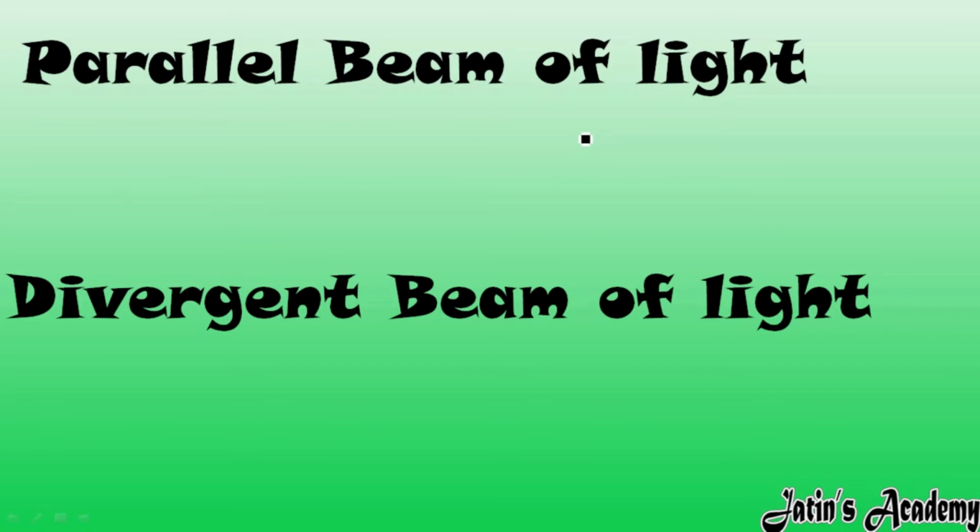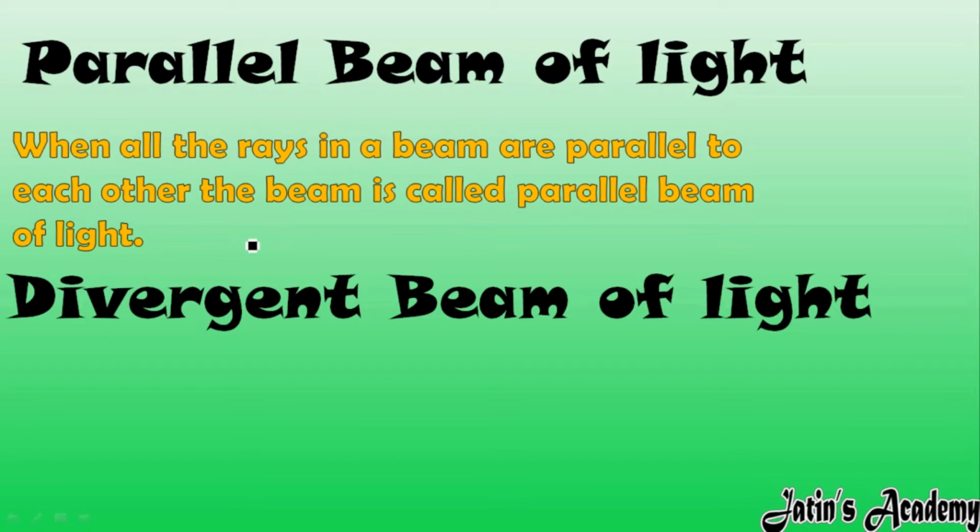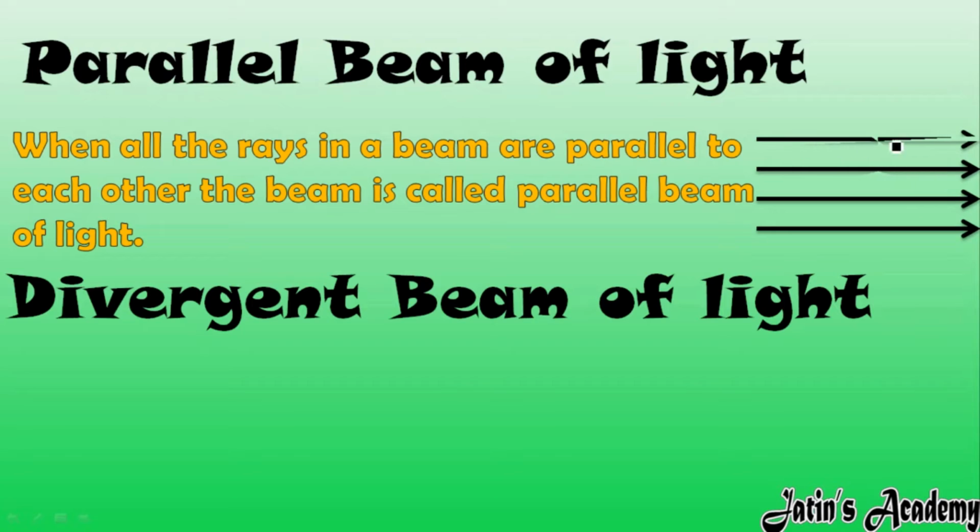What do you mean by parallel beam of light? See carefully. Whenever all the rays in a beam are parallel to each other, so these all rays are parallel to each other. So whenever in a beam of light the rays are parallel to each other, that beam is known as parallel beam of light.